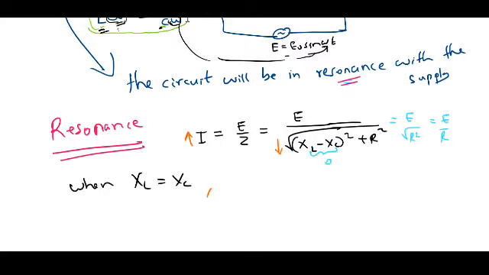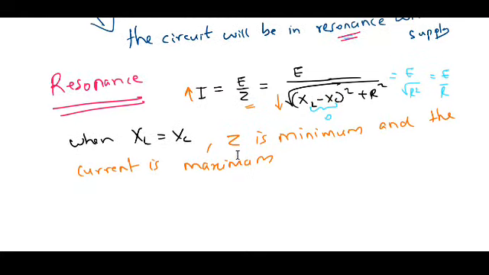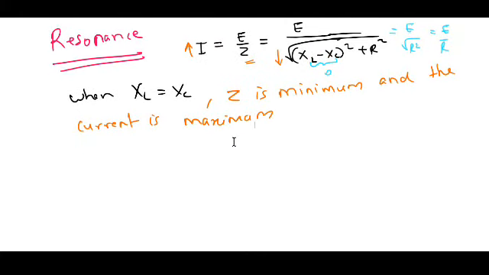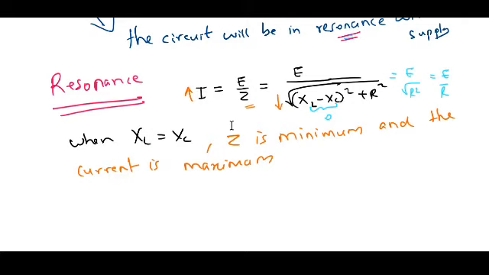Therefore, when XL is equal to XC, the denominator, which is nothing but the impedance Z, is minimum and the current is maximum. There is a maximum amount of current flow through the circuit when its capacitive reactance is equal to the inductive reactance, that is L omega is equal to 1 by C omega. We can say at resonance, XL is equal to XC.